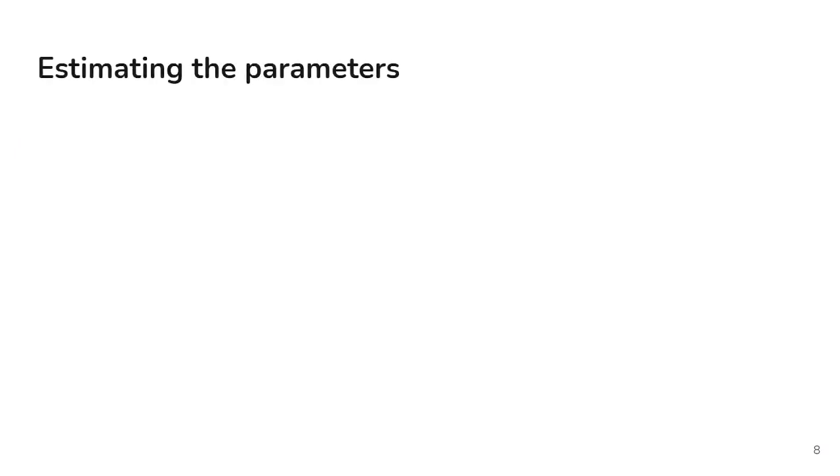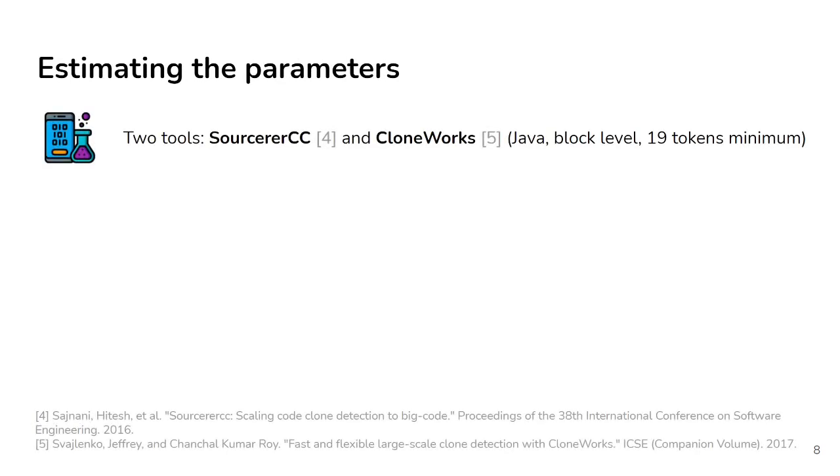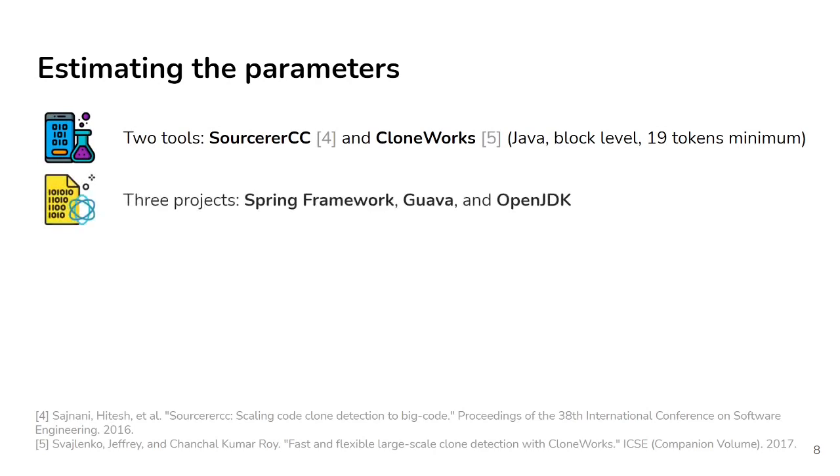Finally, let's move on to our methodology. Let us describe how we obtain the parameter configuration. In our work, we evaluate the proposed approach for two prominent bag of tokens-based clone detection tools, SorcererSC and CloneWorks. The parameter configurations were obtained by the first two authors by manually labeling clone pairs that were discovered in a dataset of 3 projects, Spring, Guava, and OpenJDK.